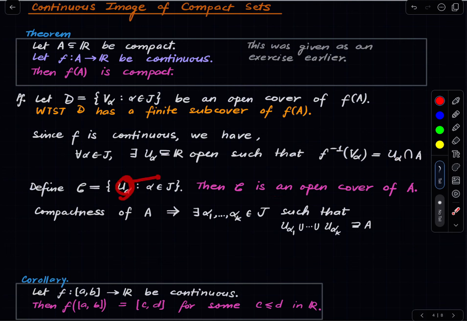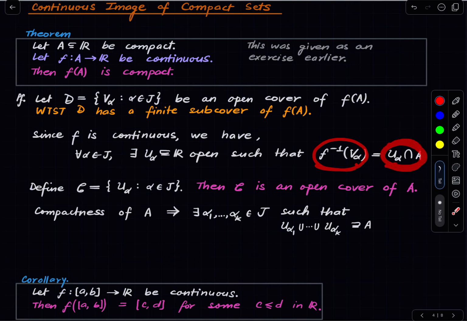Each U alpha is open. By choice of U alphas, each U alpha is open. And collectively they will contain A, because the preimages of each V alpha, if you put them in a set, that is a cover of A. V alphas form a cover of f(A), so F inverse V alphas will form a cover of A. Not an open cover of A, because F inverse V alpha may not be an open set at all. So they form a cover of A.